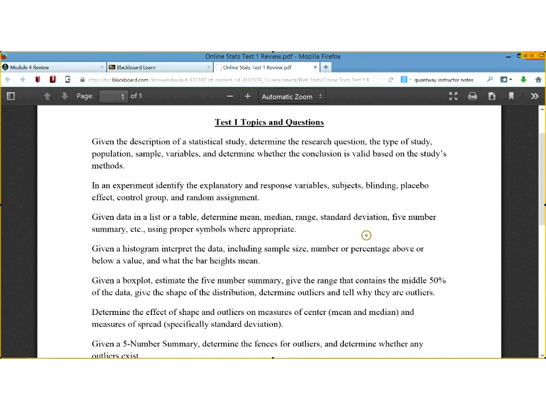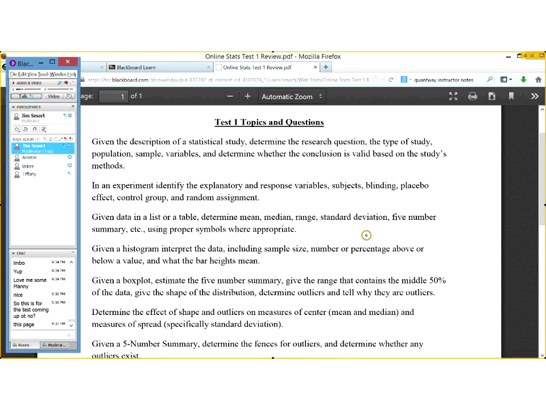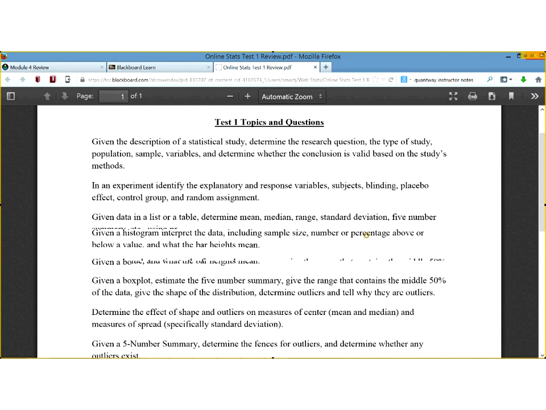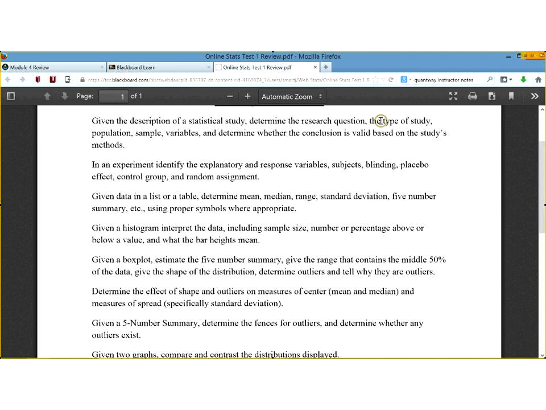Yes, this is test 1, topics and questions. I don't know if you were talking about the notes or talking about this document that we're looking at. The answer to both is yes, they're for test 1. All right, and most of this is stuff that we've been doing. This page, yeah, test 1. And this is on Blackboard under the test reviews.